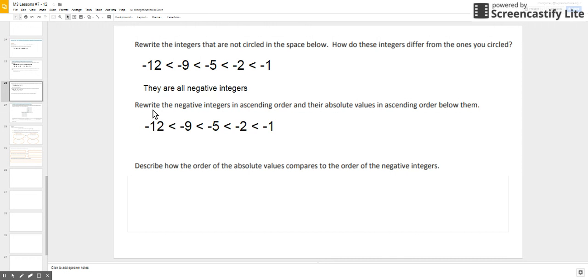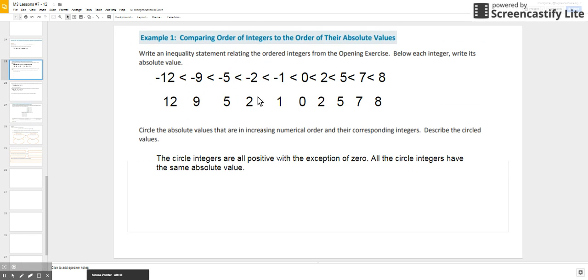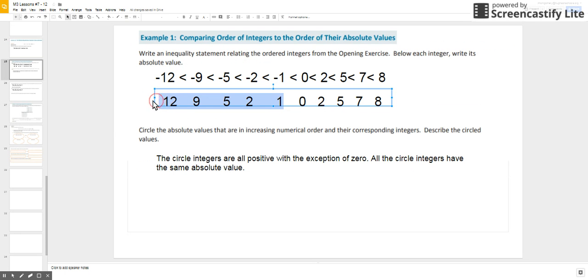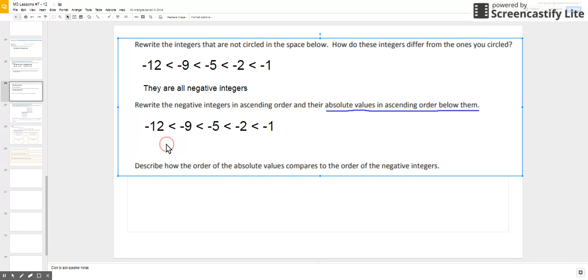However, when we look at their absolute value, now we need to write their absolute value in ascending order below. Well, if we look at their absolute value from the problem above, let's go ahead and copy and paste this down. Don't copy this down just yet, because we're going to check. Something's going to be a little bit different. Let me copy and paste this below, just so we can compare.